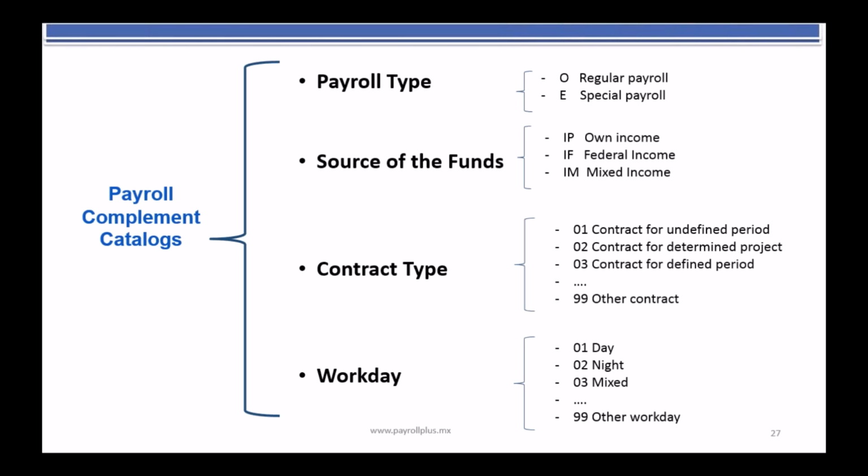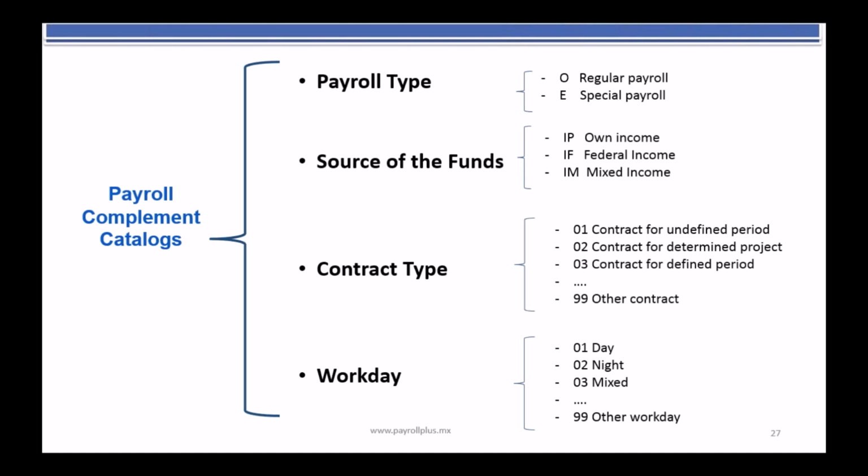Now, the source of the fund, which is new, as we mentioned, has a couple of choices in the catalog, depending on if the government institutions are paying with its own income, with federal income, etc. But this will be applicable only for government institutions.